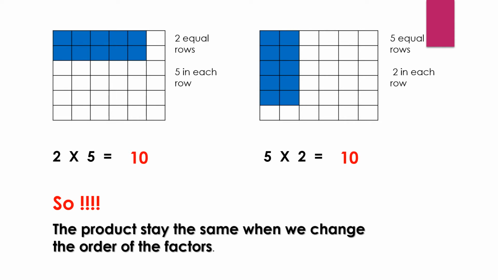But the drawing, the array, is not the same. It's different because in the first one, I fill 2 rows, in each 5. The second one, I fill 5 rows, in each 2.